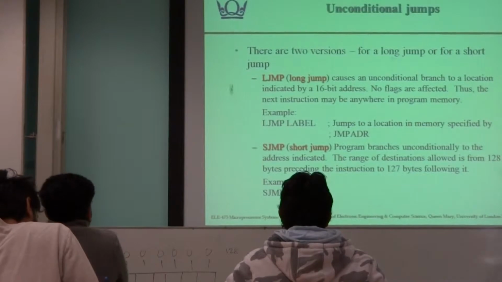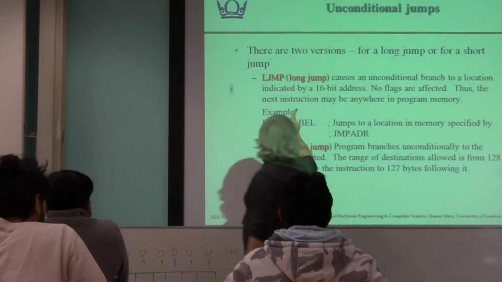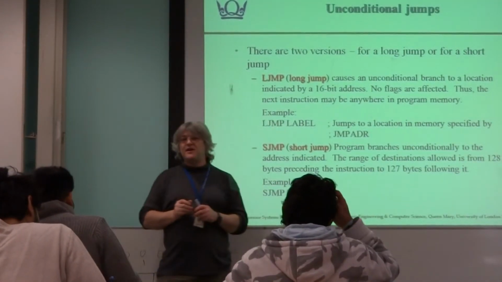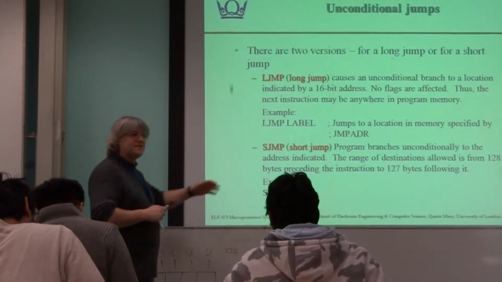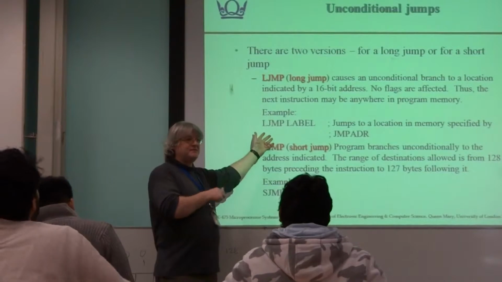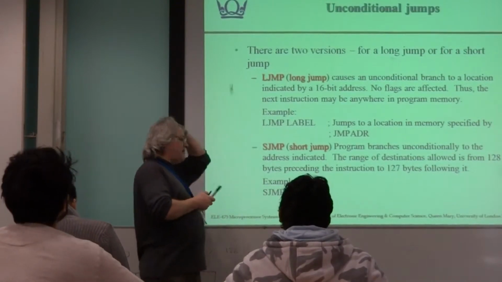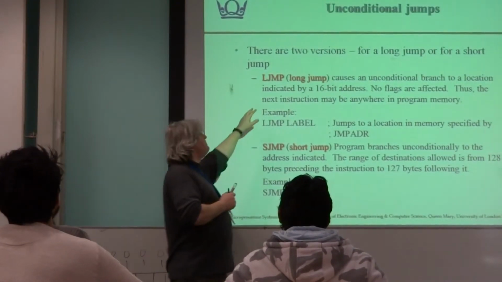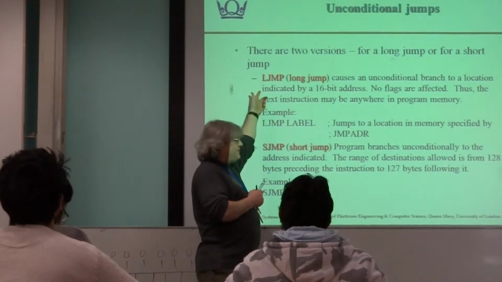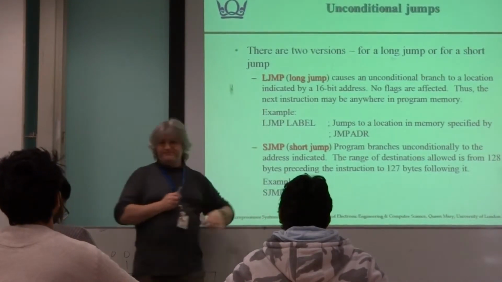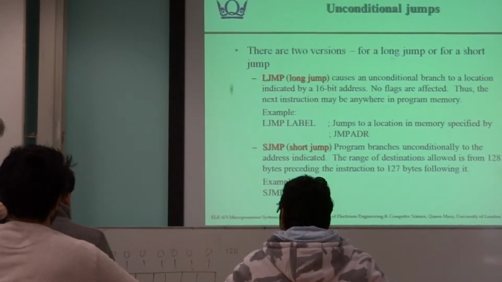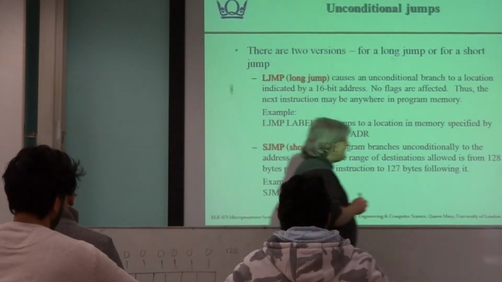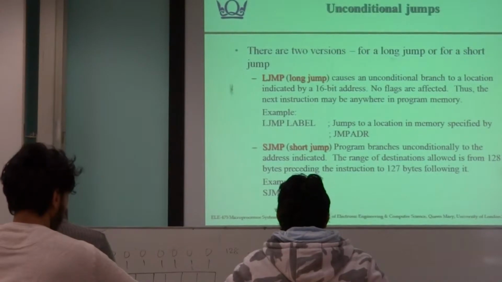So in fact, now it says there are 2 versions of unconditional long jumps. Actually, there are 3. This slide is not quite correct, which is what I think I said yesterday. I had a doubt about the slide, and I'll prove it to you in a minute. There's long jump, there's short jump, and there's absolute jump, I think. And that's convinced myself.